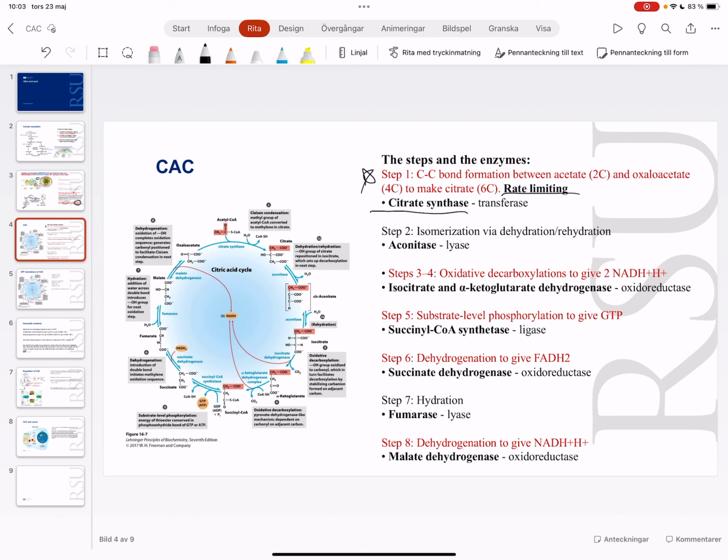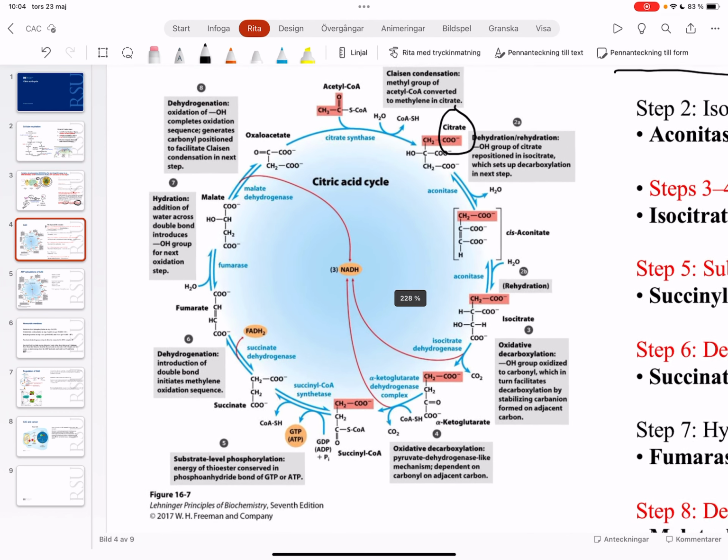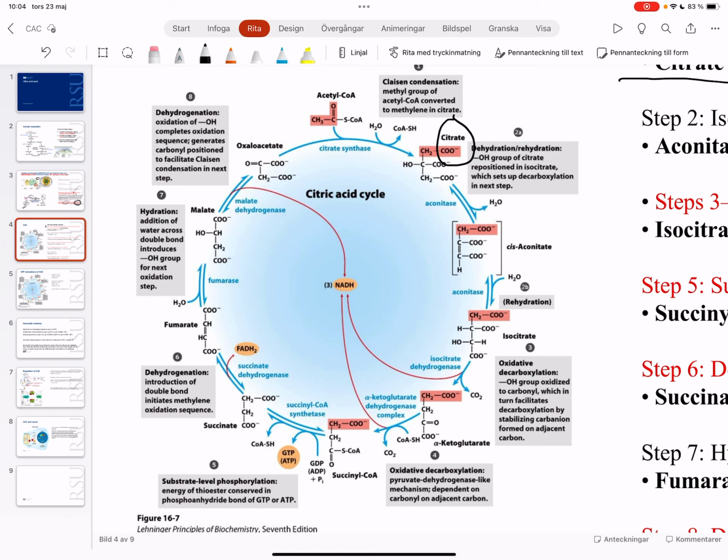We will use citrate synthase, which is the enzyme that will aid in the reaction between acetyl coenzyme A and oxaloacetate and form citrate, which is the first product. And then there will be an isomerization of this citrate, and it will become isocitrate. This right here is an intermediate, but it will go from this one to this one.